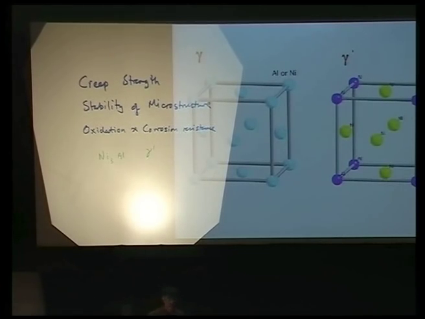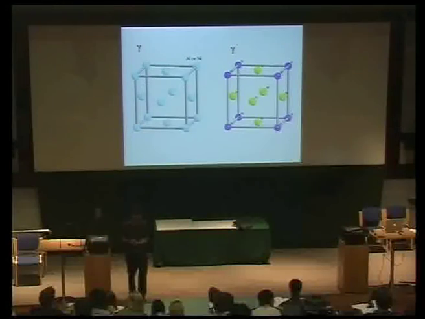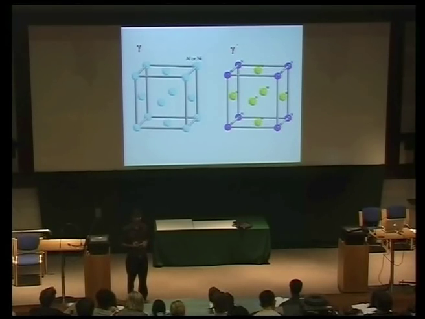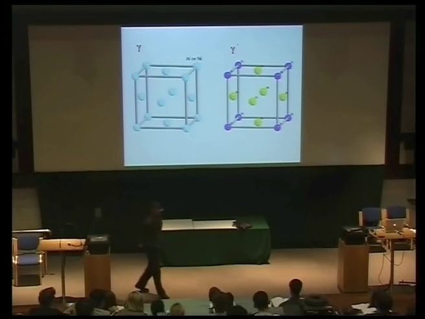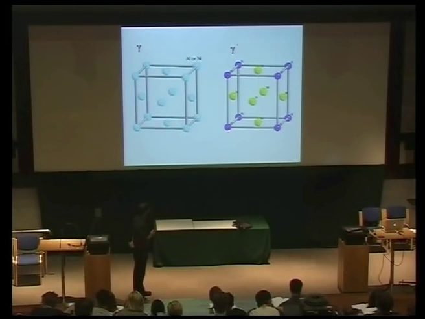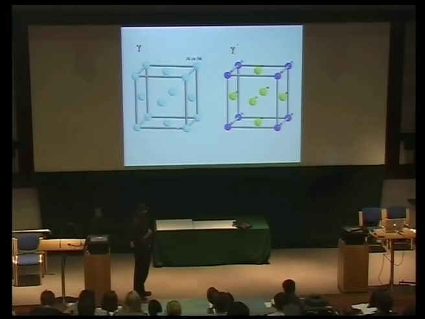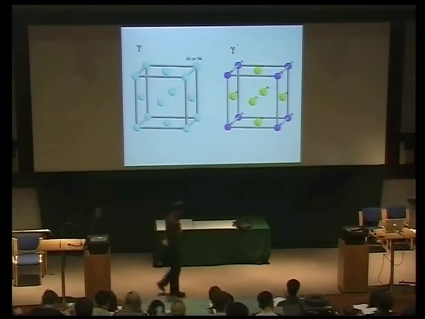What is the crystal structure of gamma prime? Sorry? Cubic P. Because no longer is the environment here the same as the environment here. So the motif here is different from the motif here. Here, we are talking about an average nickel aluminium atom located at each of the lattice points of cubic F. However, this is no longer a lattice point because it's different from this. Okay, so this is a primitive cubic crystal structure.